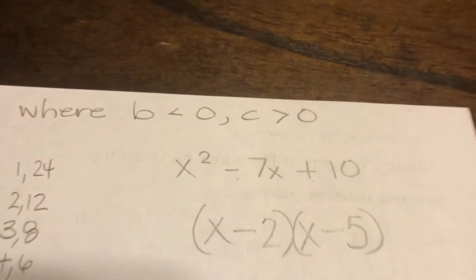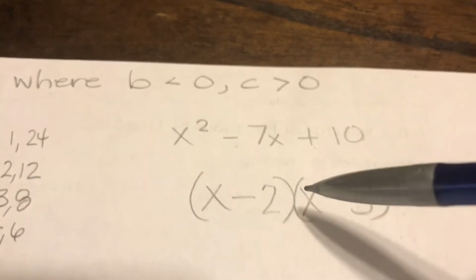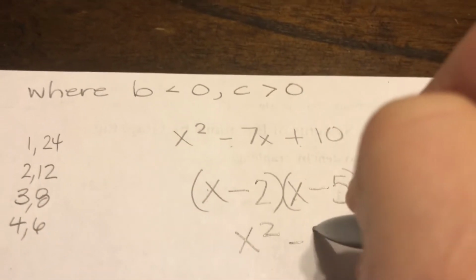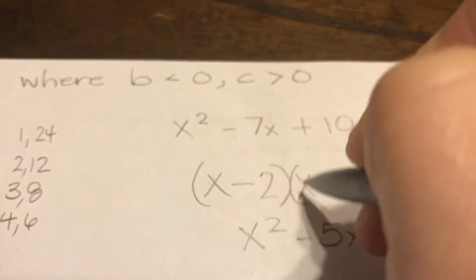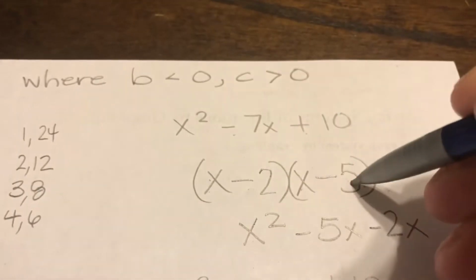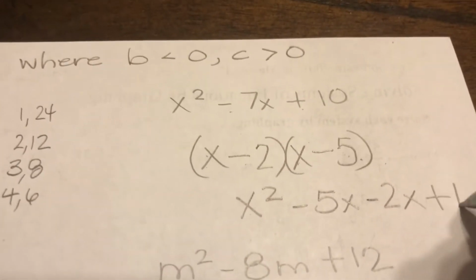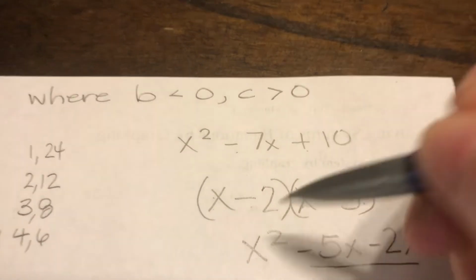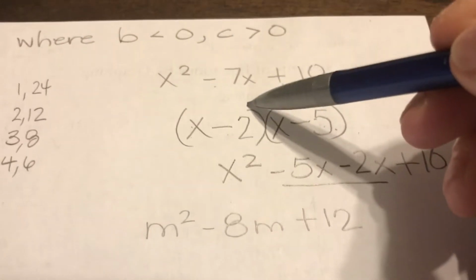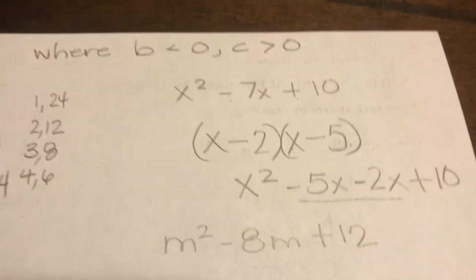Okay? And to check it, x times x, the first terms, would give me x squared. x times negative 5 would be negative 5x. Negative 2 times x would be negative 2x. Negative 2 times negative 5 would be positive 10. x squared, negative 5x and negative 2x is going to give me negative 7x. And then there's my 10.